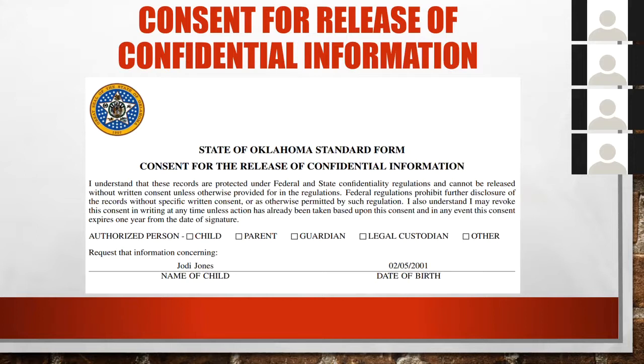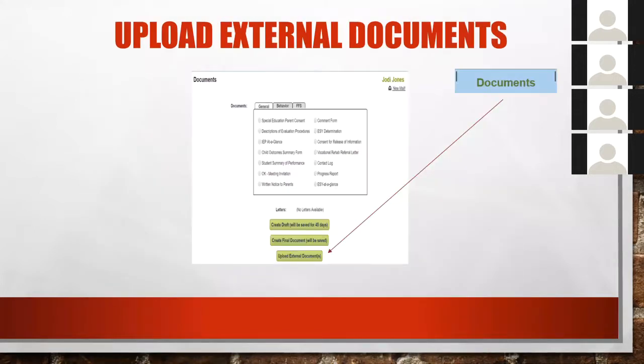And then after you fill it out and the parent signs it, please upload that into OK EdPlan. And this is where you would access that, if you've not uploaded your documents into OK EdPlan, that's what it looks like. So you would click on the documents and then go to the bottom where it says upload external documents. In order to upload external documents, you will need to save them to your computer. And then in OK EdPlan, click on the Documents tab, click on Upload External Documents tab.